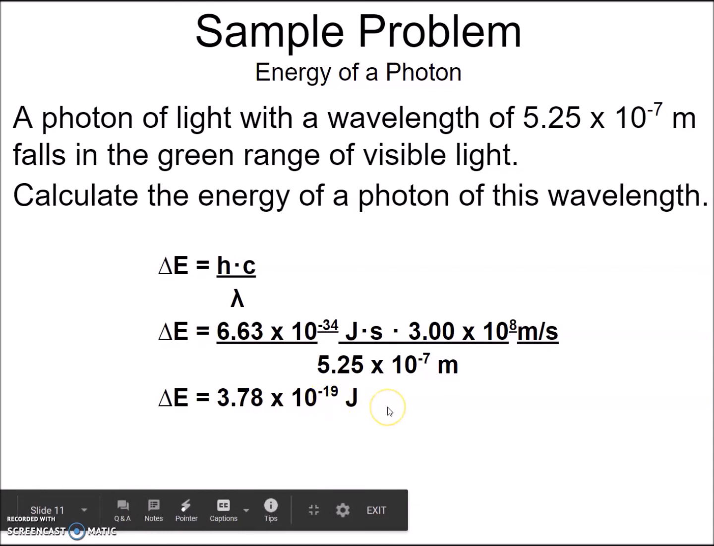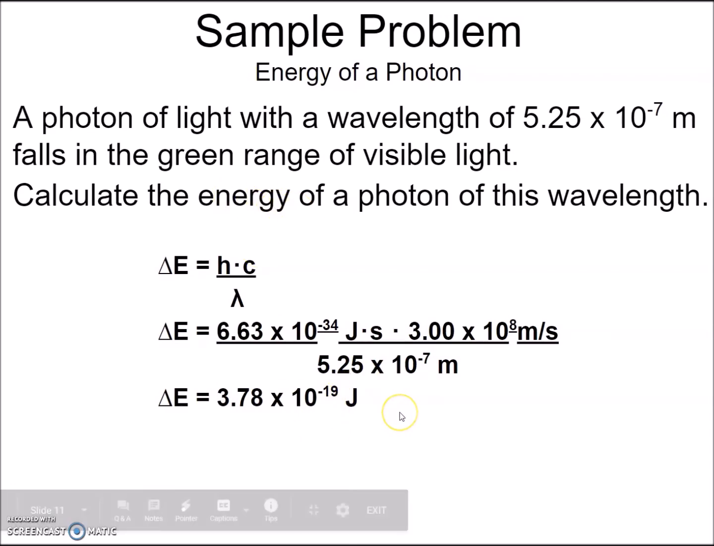3.78 times 10 to the negative 19th. If we're asking for energies, which we're going to be doing in this unit, the unit is joules. Joules for energy.